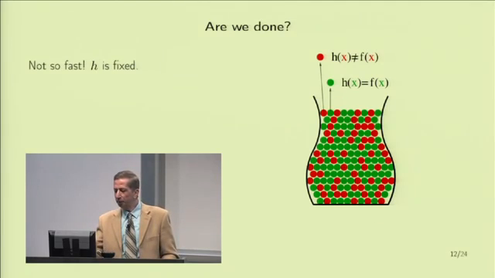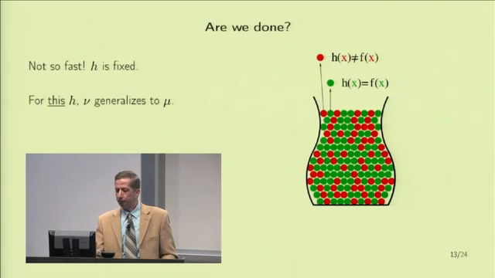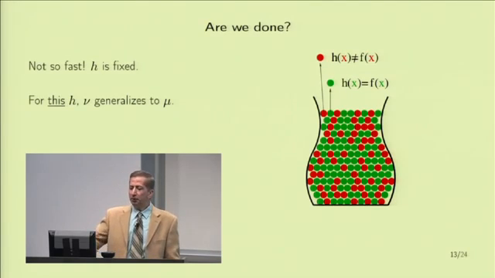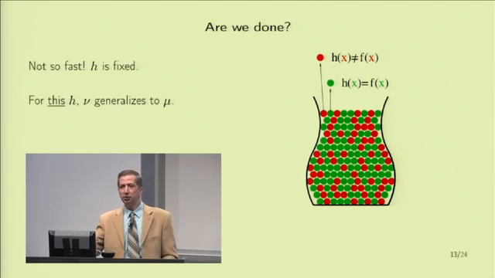Well, the problem is that I know that for this h, nu generalizes to mu. You're probably saying in your mind, yeah, but h could be anything. I don't see the problem yet.